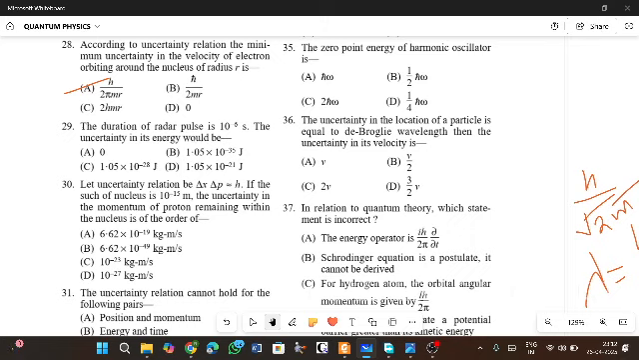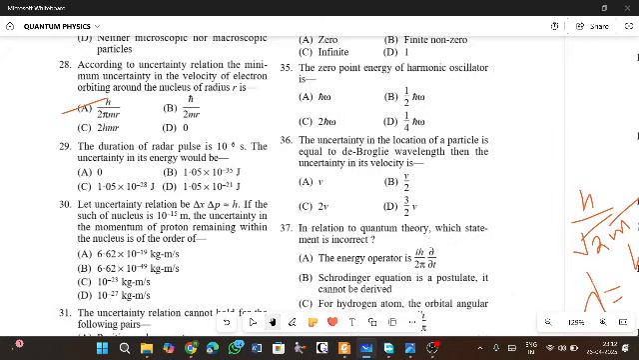The duration of a radar pulse is 10 power minus 6 seconds. The uncertainty in its energy would be, so we know here they gave the duration, that is the uncertainty relation between the energy and time can be written in this form, that is del t del E is equal to h cross.